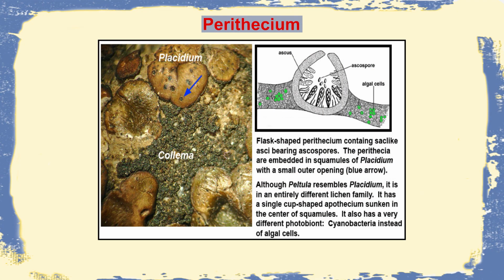And sometimes there is Peltula, which is also close to Placidium, but it is actually a different lichen family because it has somewhat embedded apothecium. So what we can see is the apothecium and perithecium are sexually reproductive structures which get embedded and can serve as resting spore. There is another type of structure which is commonly called pycnidium.